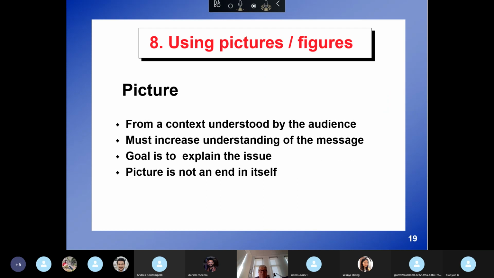I want to talk now about using pictures. A couple more things before going towards the end: pictures, graphs, and symbols are fundamental.